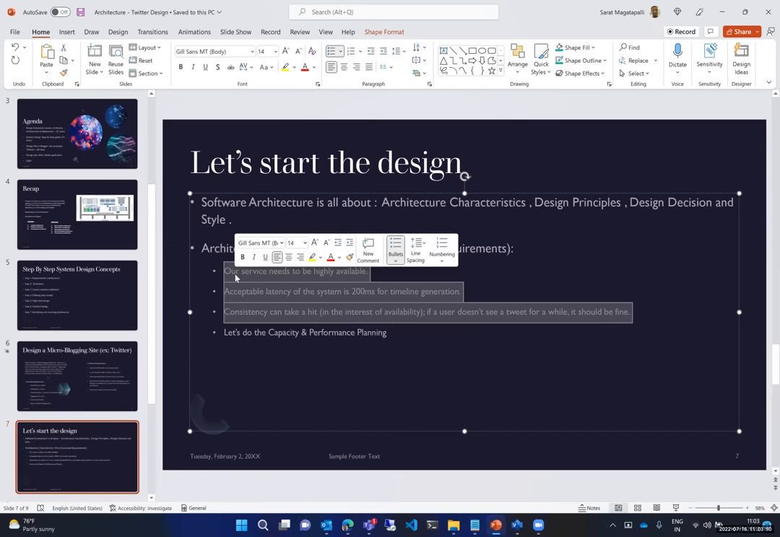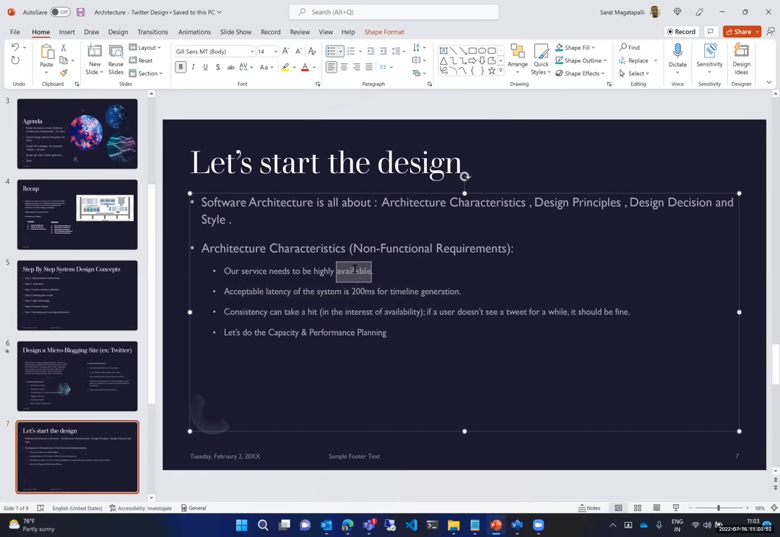What we have identified so far, we have identified a characteristic called availability. We have identified a characteristic called performance, right? We need to be highly performant. We need to build a highly performant application, right? And also it should be consistent, right? Okay. Now let's do certain capacity planning, performance planning.